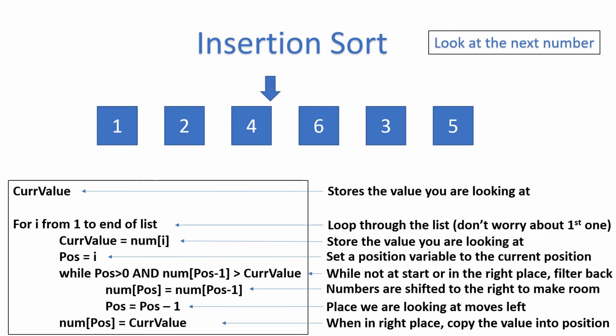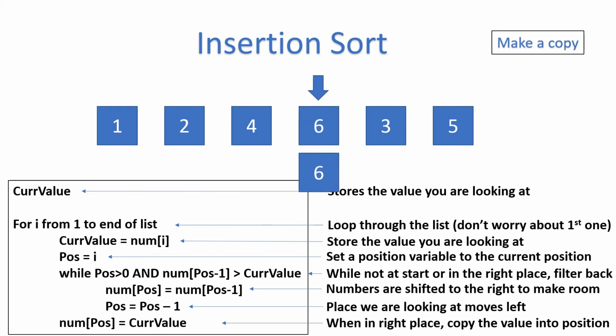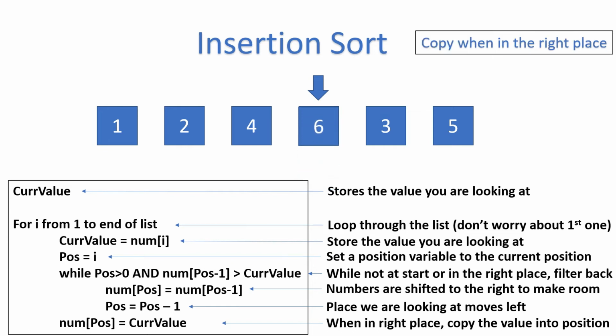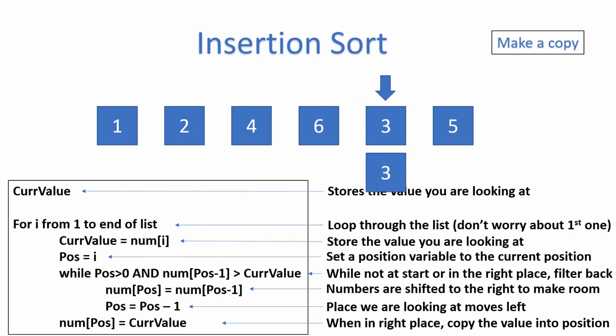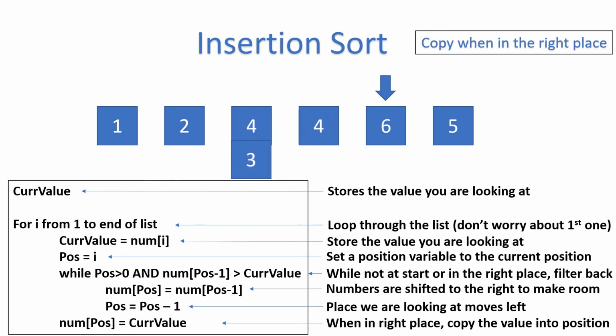The for loop moves across to the next number. That number goes into current value. It's actually in the correct position, so therefore it just gets written back into that position. For loop goes to the next one, which is the number 3. That gets stored into current value. It slowly gets filtered back and inserted into the correct position. As the numbers get shuffled along, when it's in the correct position, it overwrites that slot.